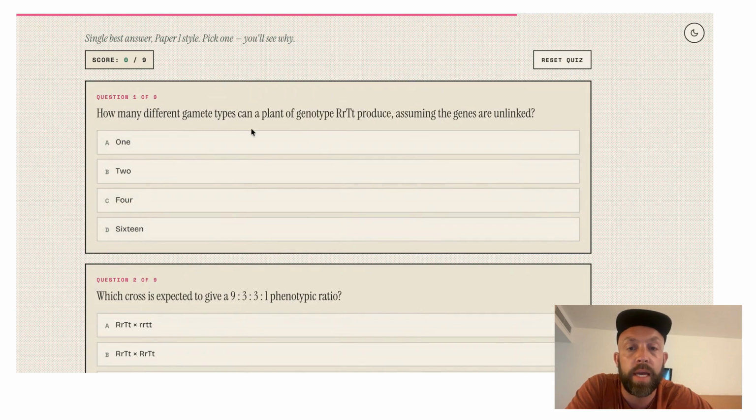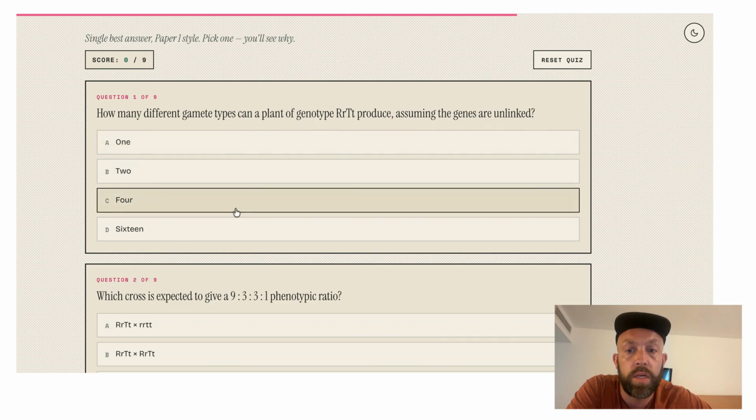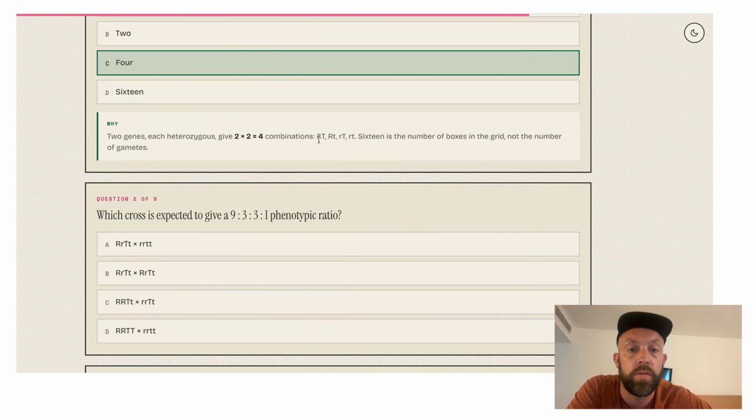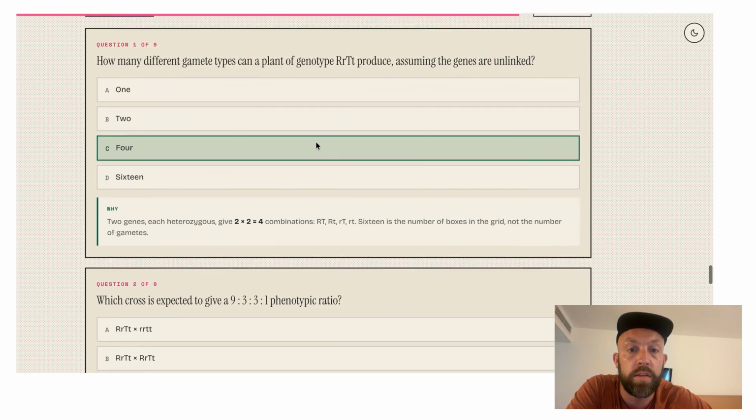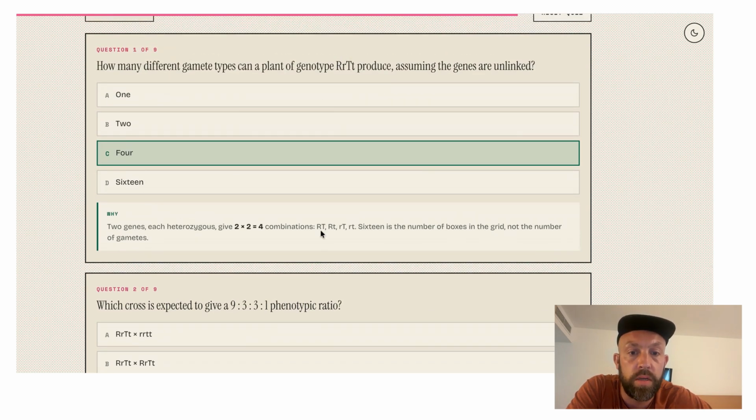How many different gamete types can a plant of a genotype that's heterozygous produce, assuming the genes are unlinked? So you probably remember that would be 4 outcomes. And this is FOILing it. First, big R, big T. Outside would be this one, big R, little t. So that one. Inside is our little r, big T. And last, little r, little t.